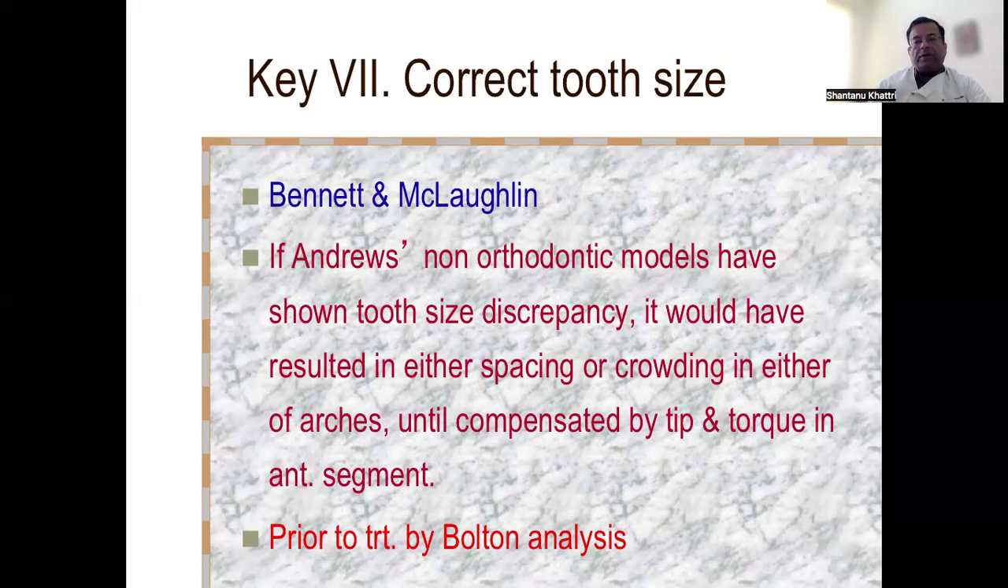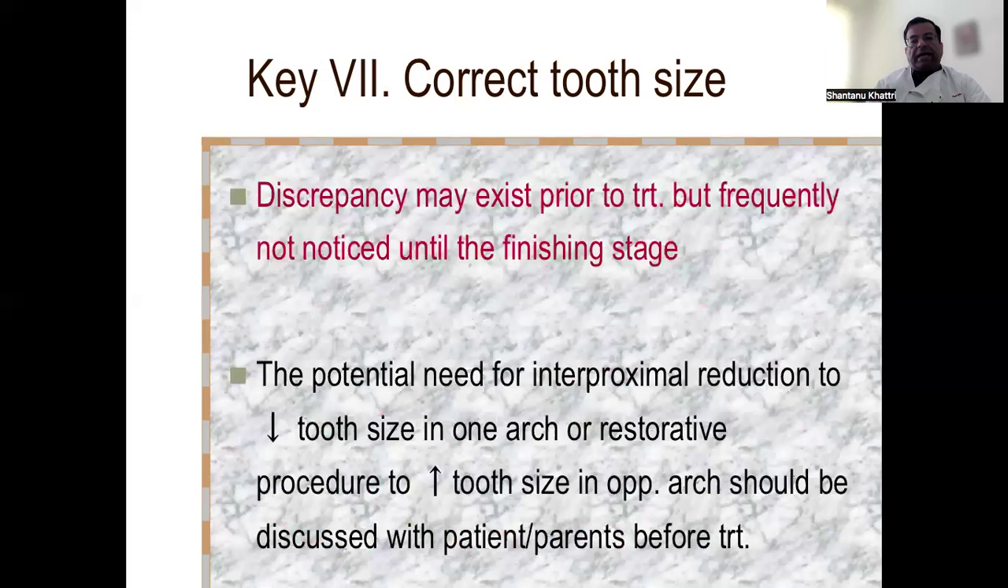Andrews' non-orthodontic models have shown tooth size discrepancy. It would have resulted in either spacing or crowding in either of the arches until compensated by depth and torque in the anterior segment. So the discrepancy may exist prior to treatment, but frequently is not noticed until the finishing stage. When you come to the finishing stages of your orthodontic treatment, if there is any kind of Bolton discrepancy in the anterior teeth, a proper finish and aesthetic result won't be attained.